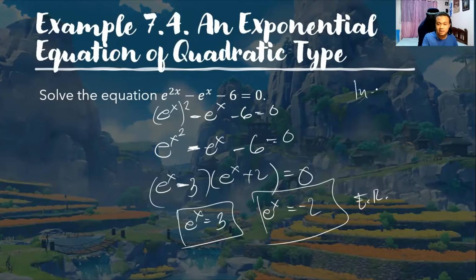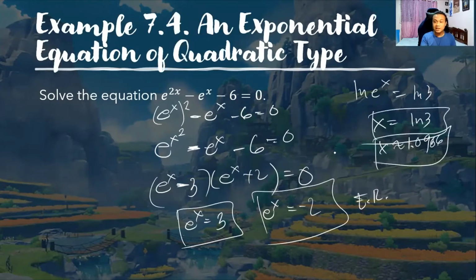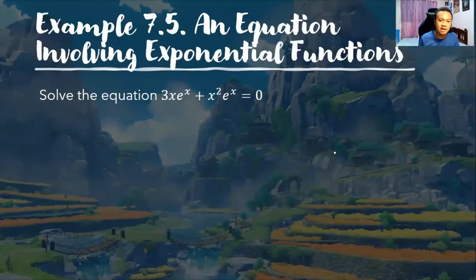So, the only solution is kini, which is ln e to the x over ln 3, diba? So, x dayon is equal to ln 3, which is approximately equal to 1.0986. Pero ln 3 is enough. Okay? Nabi na kung wala akong calculator. Mag-solve. Okay, next example.